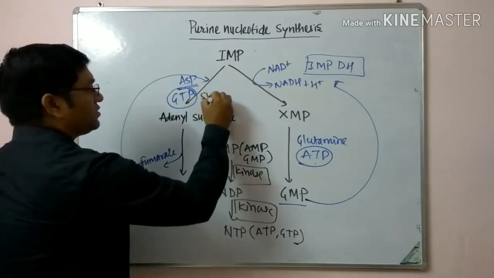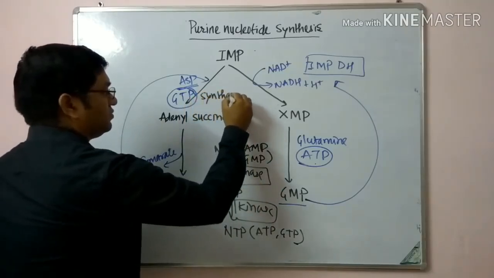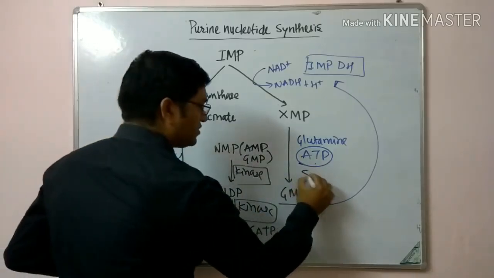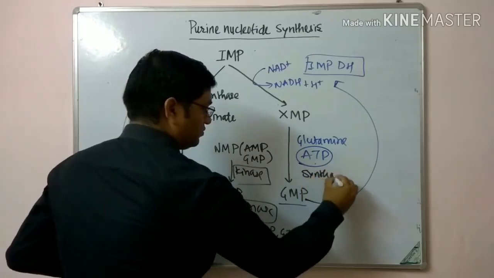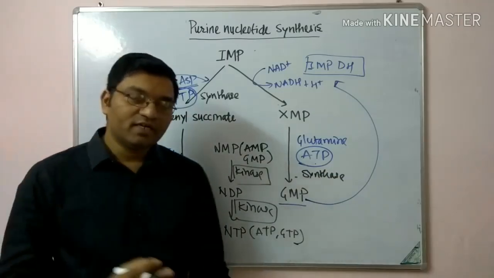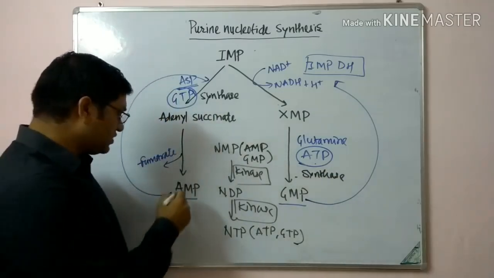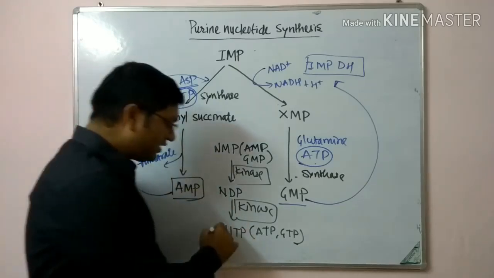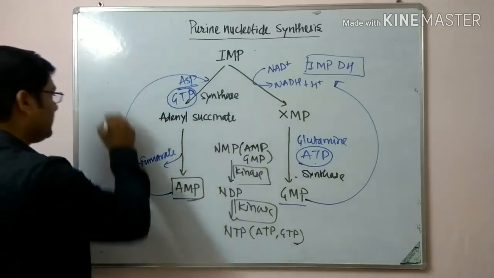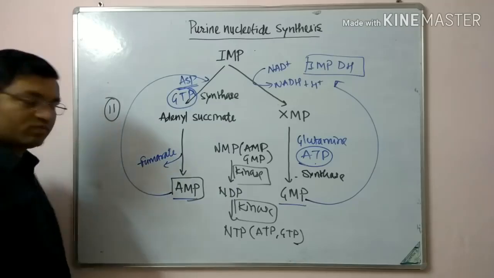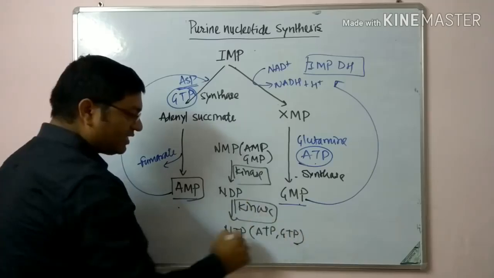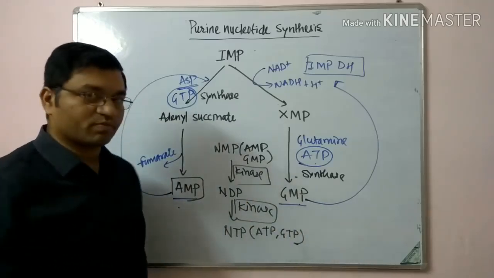Here is the synthase or synthetase, and here there is GMP synthase. Summarizing all, it is divided into IMP synthesis, then synthesis of monophosphate, and then synthesis of triphosphate. IMP synthesis is an 11 step reaction. Then this IMP is converted into AMP and GMP, and by the kinase it is converted into nucleotide triphosphate.